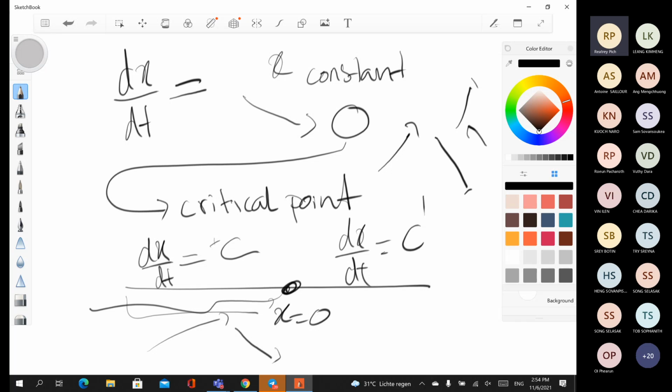Just only this. And how useful is the critical point? See, based on the critical point you can identify whether our system is increasing or decreasing.